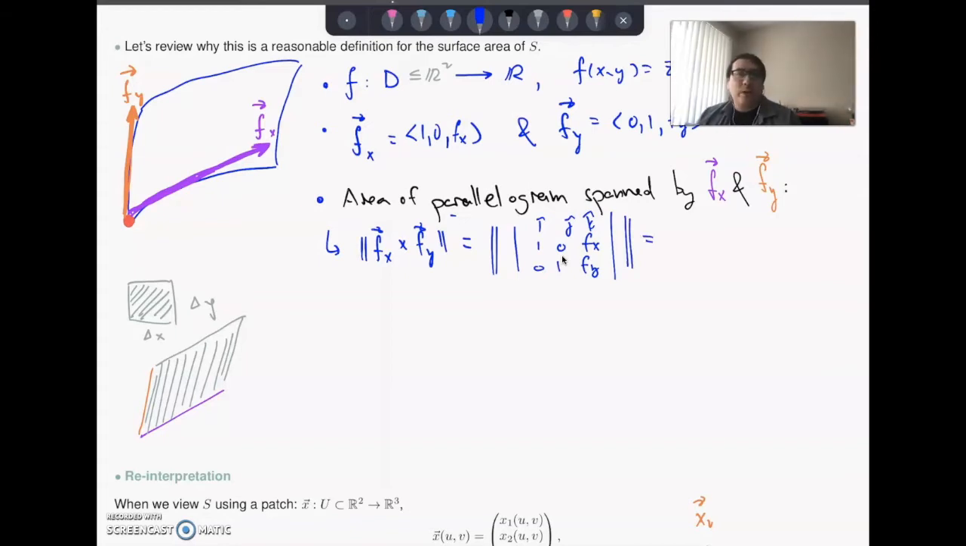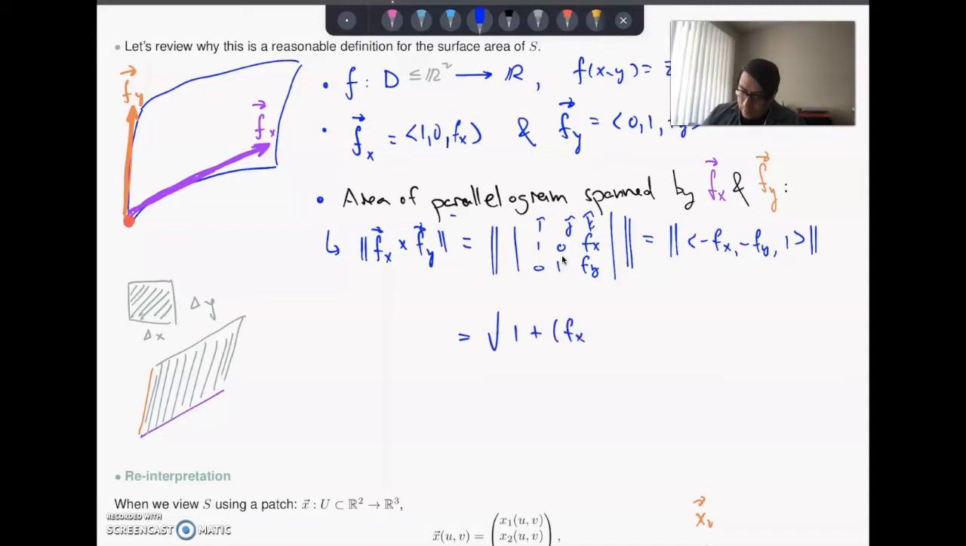Maybe it's a good point to pause the video, work this out yourself, and when you're ready, you can hit play. We have negative f_x, negative f_y, 1. And we want to compute the norm of this vector. I'm going to write them in a different order. This is the square root of 1 plus the partial derivative of f with respect to x squared plus the partial derivative with respect to y squared, all under the square root. So this is telling me the area factor that I want to distort by.